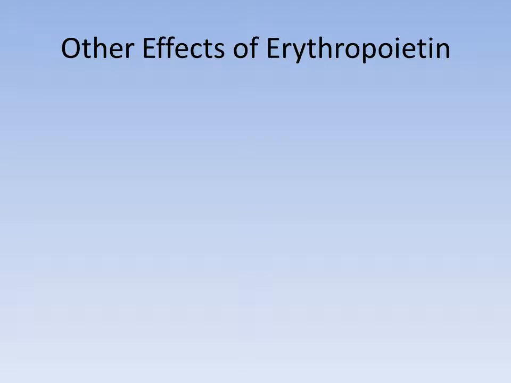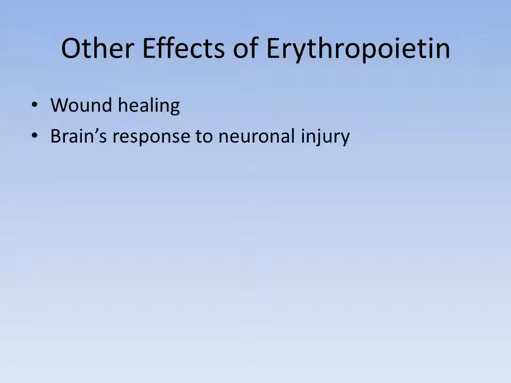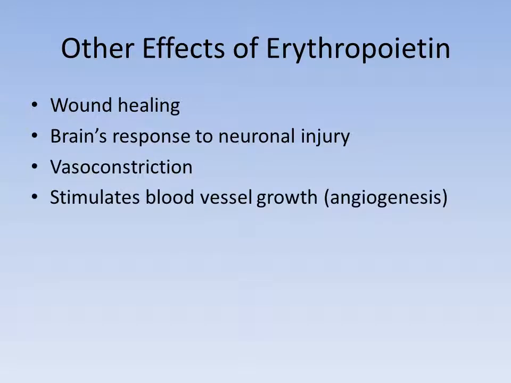Okay, so back to erythropoietin. Erythropoietin is a circulating hormone that has many effects beyond just raising red blood cell production. These include wound healing, the brain's response to neuronal injury, vasoconstriction or tightening of the blood vessels. Erythropoietin can stimulate the growth of blood vessels.